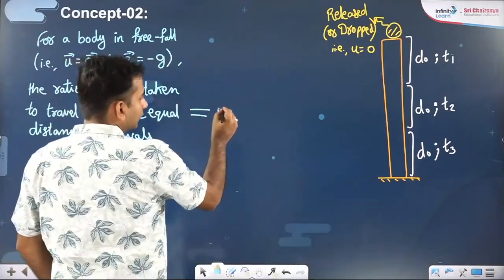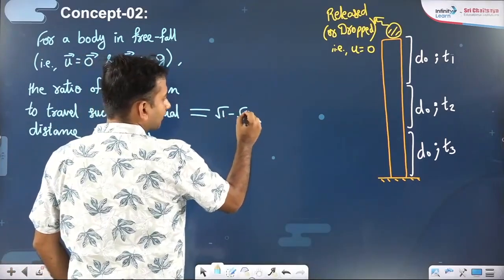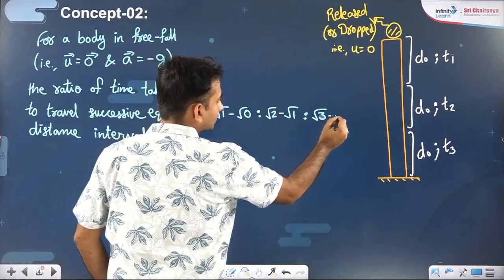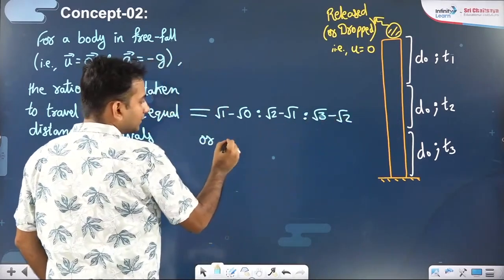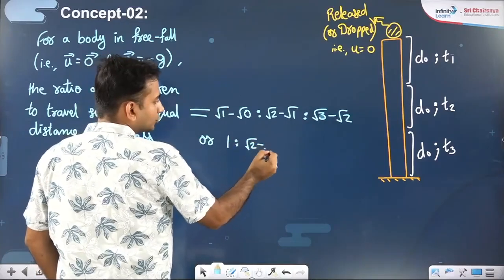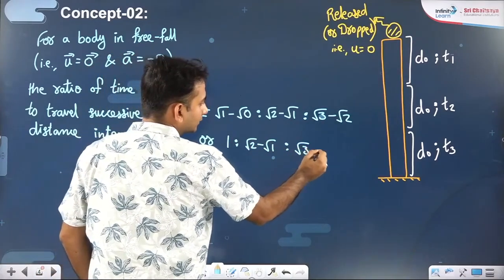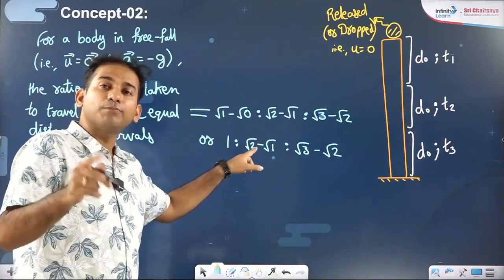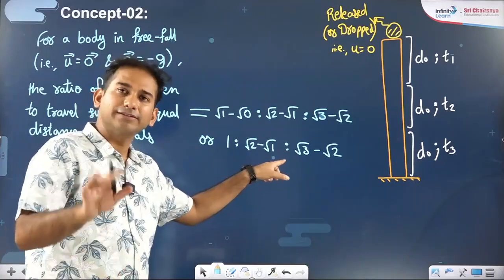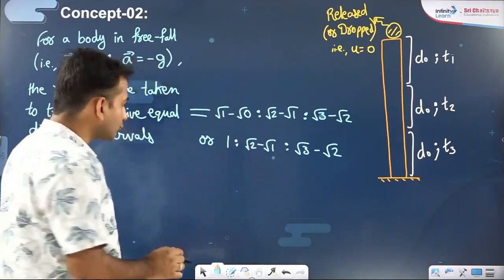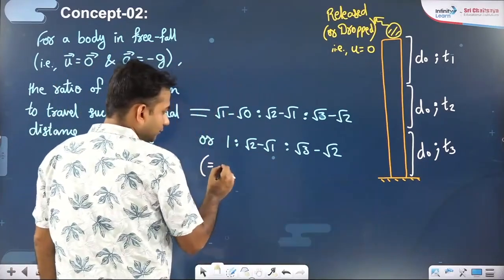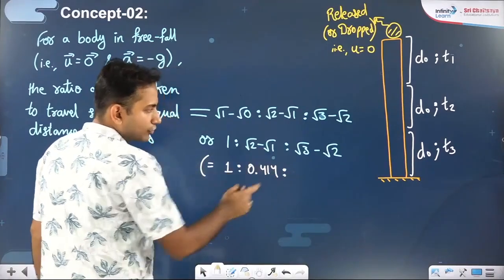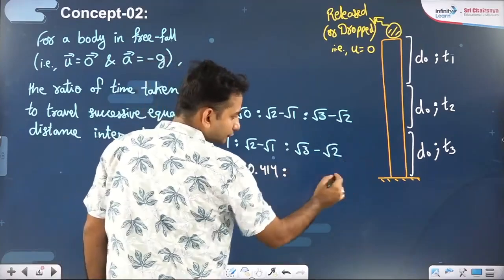This data is given by root 1 minus root 0, ratio root 2 minus root 1, ratio root 3 minus root 2, or that can also be simplified as 1 ratio root 2 minus root 1, ratio root 3 minus root 2. So if you just compare the data, 1 is 1 only, root 2 means 1.414 minus 1, that is 0.414. This data actually means 1 ratio 0.414. Similarly, ratio 1.732 minus 1.414.